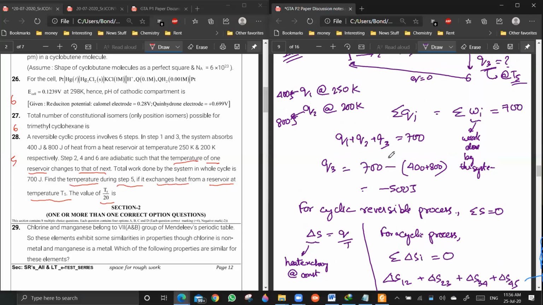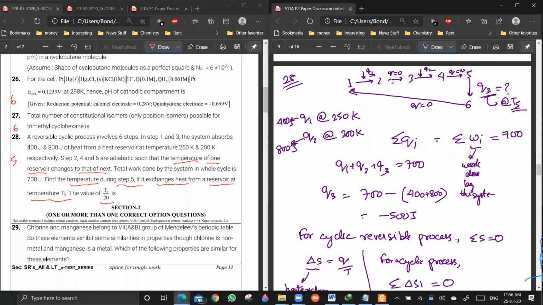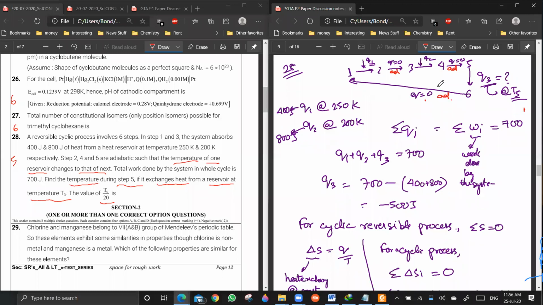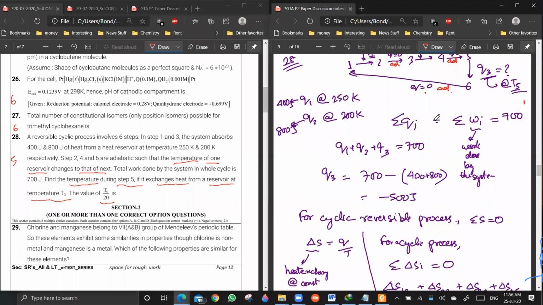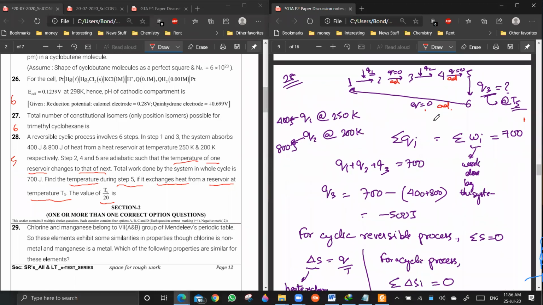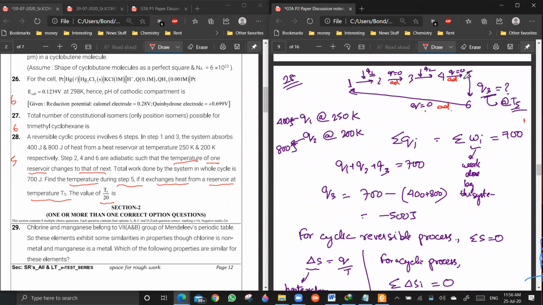Yes, sir. Okay. Now you see, it is given that 2 to 3 is adiabatic. So I am just writing adiabatic in a color change. So this is adiabatic. This is adiabatic. And this is adiabatic. So if these are reversible adiabatic, then the entropy change will be equal to zero. So delta S 2 to 3 is zero, delta S 4 to 5 is zero, and delta S 6 to 1 is zero. Are you getting my point?